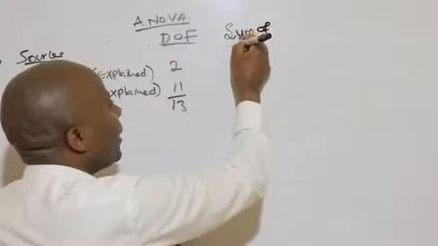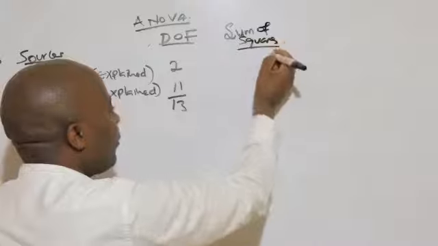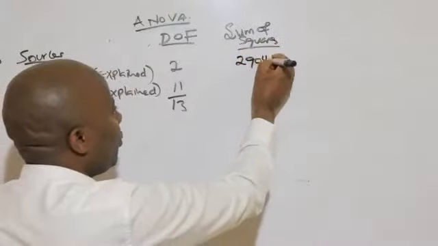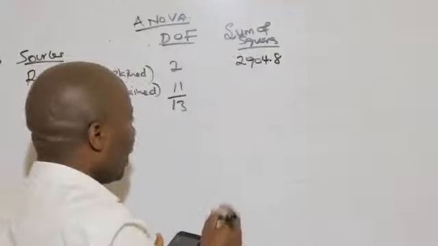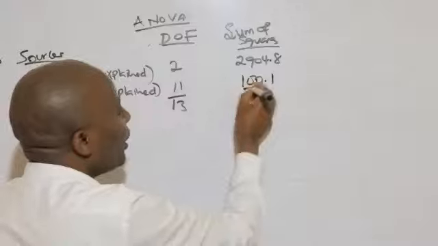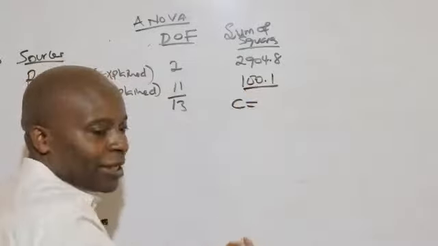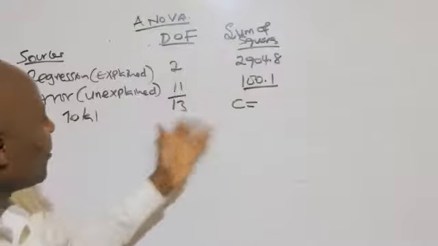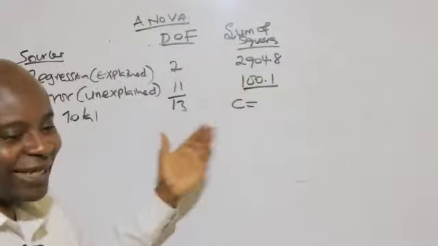So they have given us the sum of squares. Here I can see 2904.8, and then here I have 100.1. So you see, they want you to evaluate C. This is quite a good examiner. C is the total of the 2. C is the total. You add.